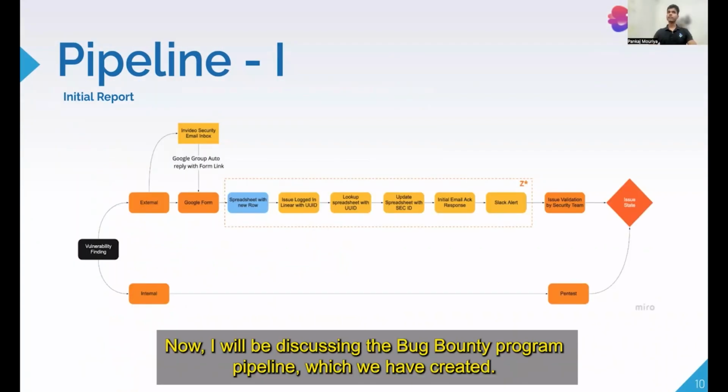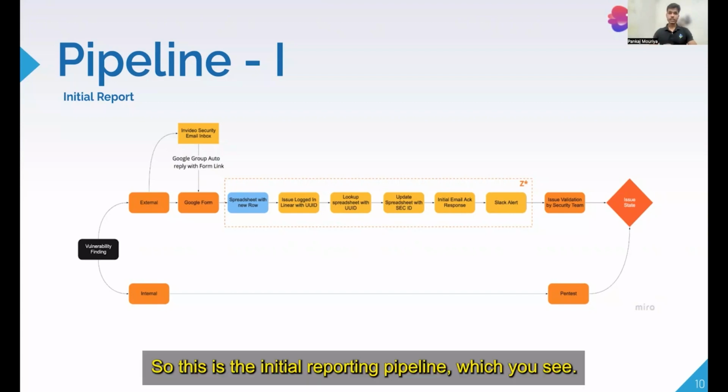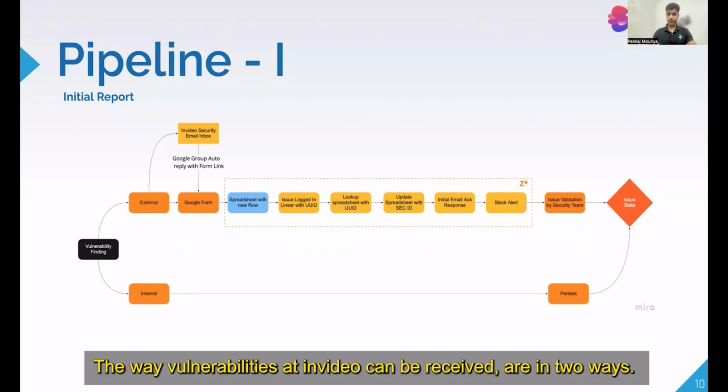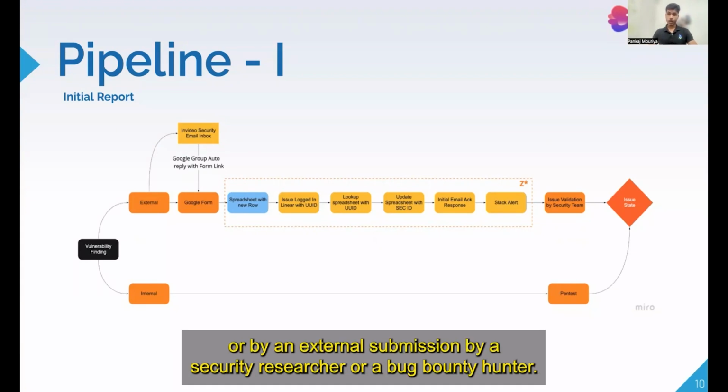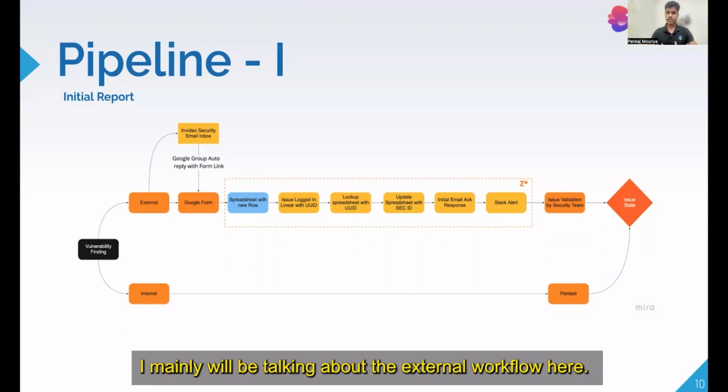Now, I will be discussing the bug bounty program pipeline which we have created. So this is the initial reporting pipeline which you see. The way vulnerabilities at InVideo can be received are in two ways. It can be by an internal pen test by the security team, or by an external submission by a security researcher or a bug bounty hunter. I mainly will be talking about the external workflow here.